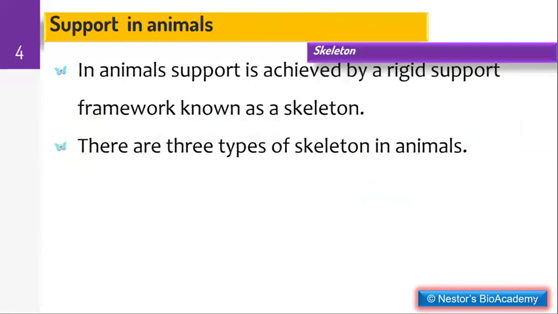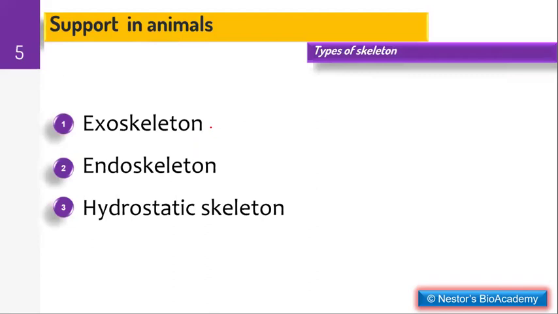Now, in animals, unlike plants, support is always achieved by the presence of a rigid support framework. This rigid support framework in animals is what we are referring to as a skeleton. You always have three main types of skeletons in animals. These are the exoskeleton, the endoskeleton, and what we refer to as the hydrostatic skeleton. We will largely look at the first two, but of course we are going to mention something briefly about the third type of skeleton.